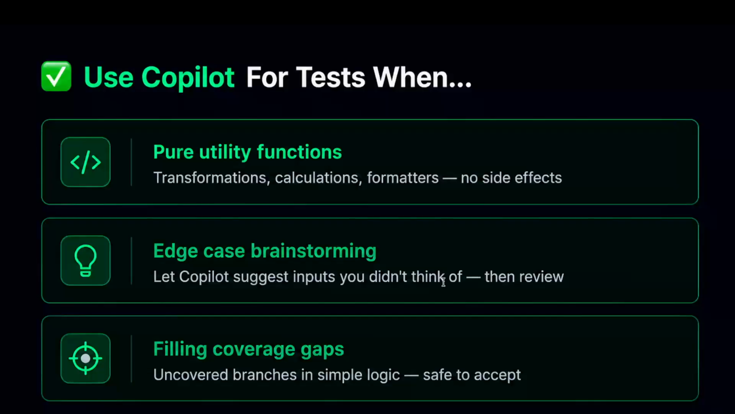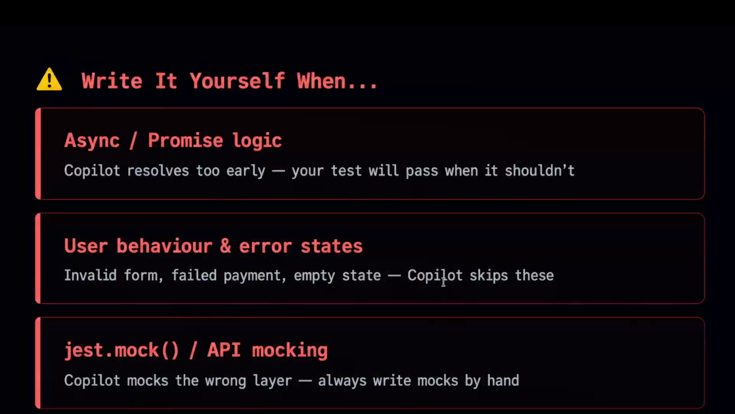And then the third one could be the coverage gaps. If we have written the main test and Copilot spots an uncovered branch, it is great, then we can make use of it. So these are the cases where the test is so simple, it's nearly impossible for AI to get it wrong. So here we can use it.